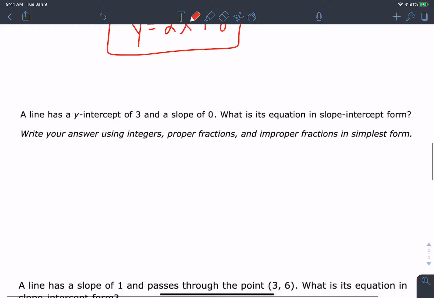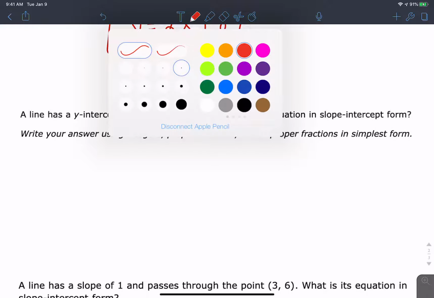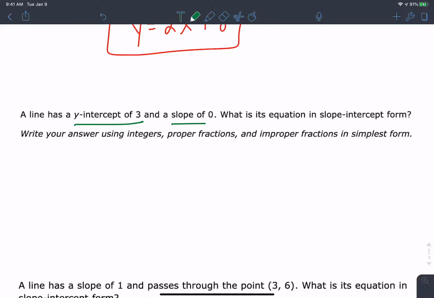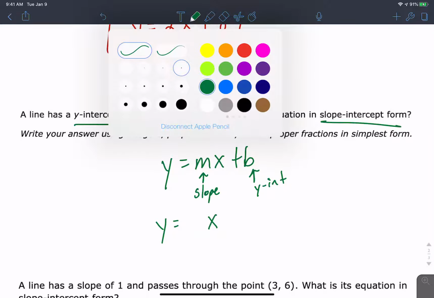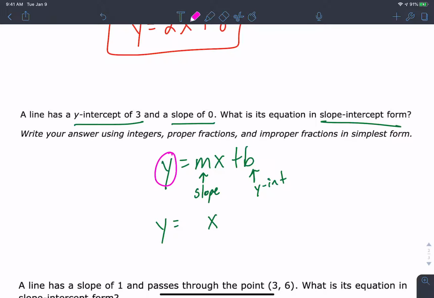Next one, this one has a y-intercept of 3 and a slope of 0. What's the equation in slope-intercept form? Same thing, y equals mx plus b. M stands for slope, b stands for y-intercept. Y equals, and I'm going to just put my y and my x because those are the mainstays. They represent every ordered pair that would fall on this line.